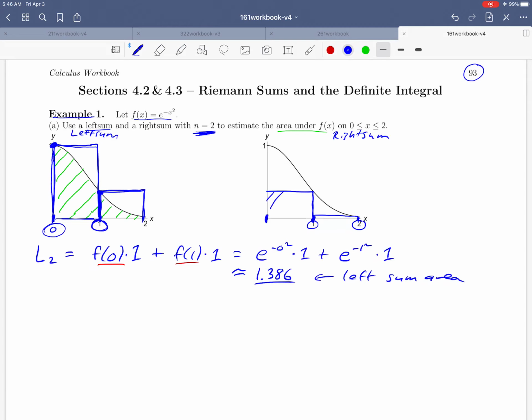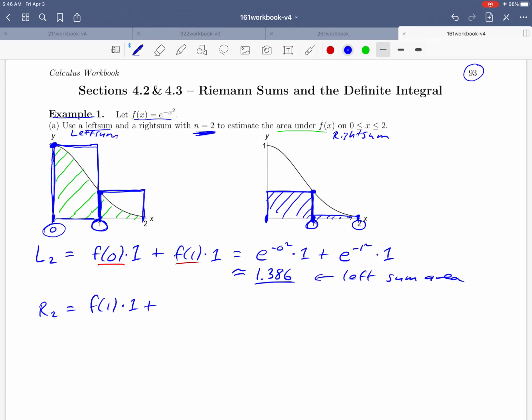And we're interested now in coming up with the area of those 2 rectangles. Notice that they hit the curve at the right-hand endpoints. That's why we call it a right sum. And so R2, we're going to get by just adding up the area of those two rectangles. So starting with this one, its height is given by the right-hand endpoint 1, so we'll take f of 1 and plug it in. Width is still 1.